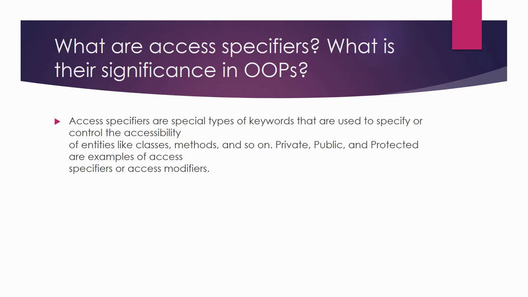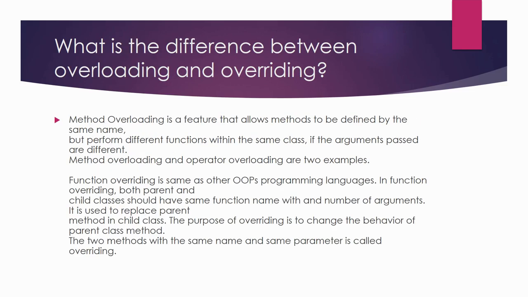Next is what is the difference between overloading and overriding. Method overloading is a feature that allows methods to be defined by the same name but perform different functions within the same class if the arguments passed are different. Method overloading and operator overloading are the two examples.